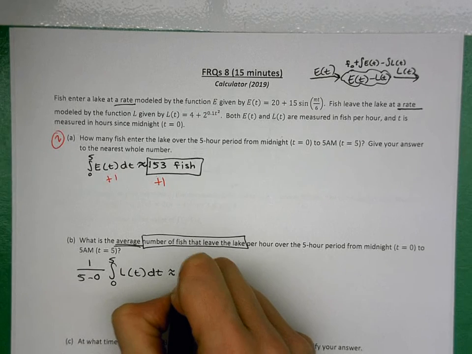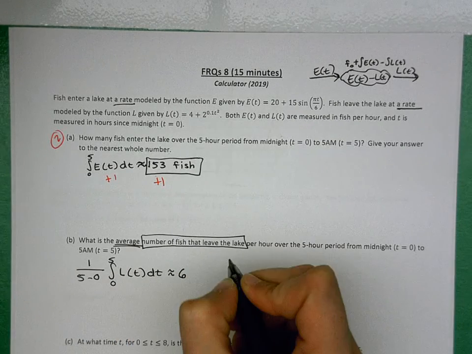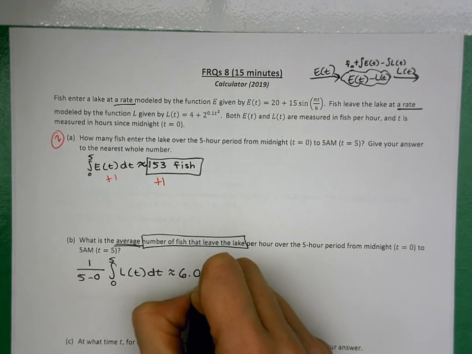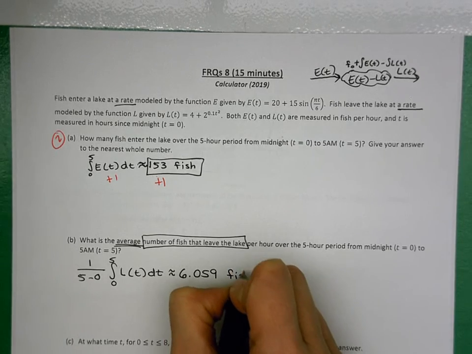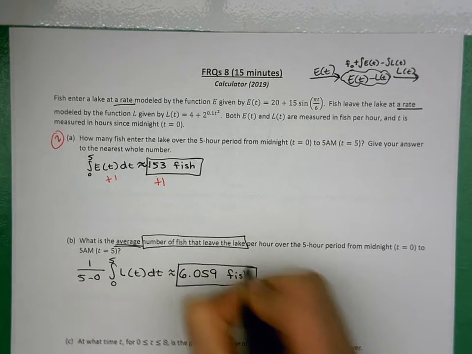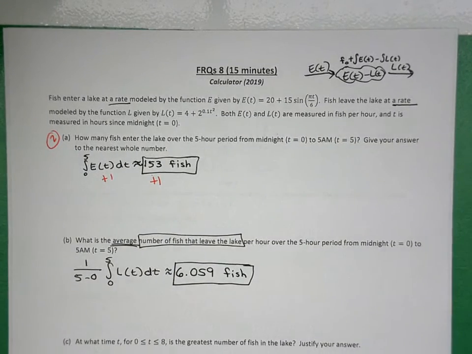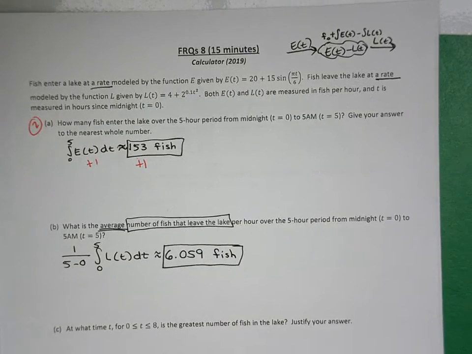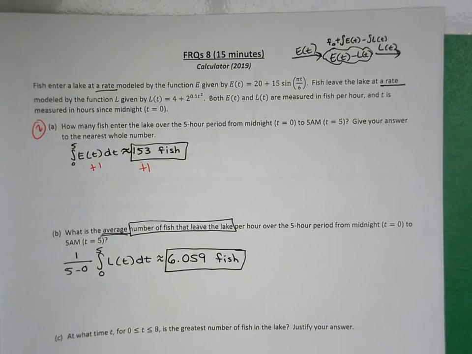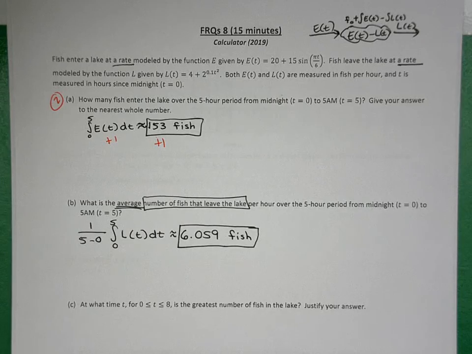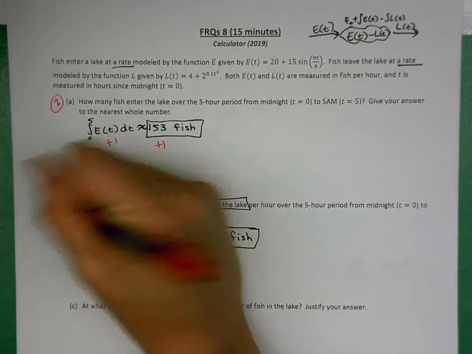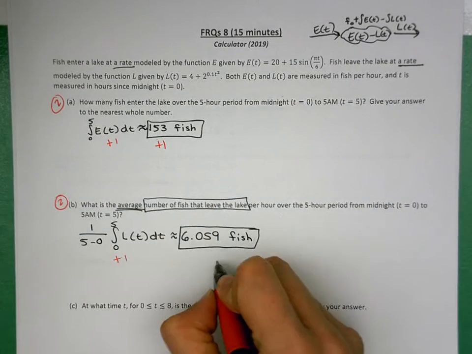And you should get about 6.059. And whether you round or truncate on this one, this does need to be 6.059, not 6. They didn't say to the nearest whole number on that one, so make sure you're accurate to 3 decimal places. Okay, 2 points, 1 for the integral piece, 1 for the answer.